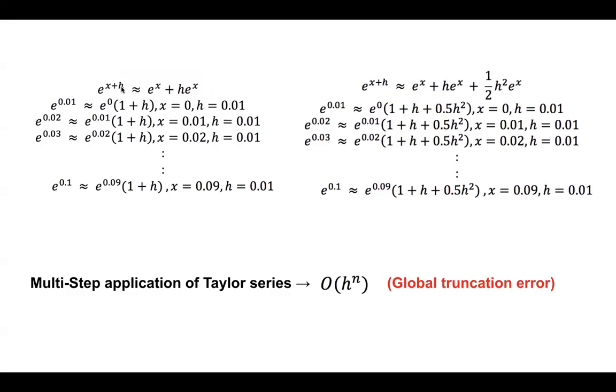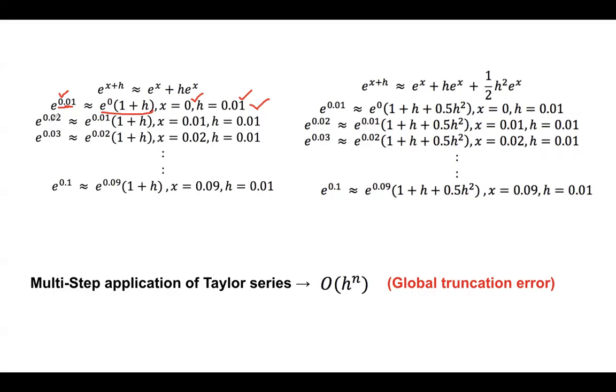What I do is, if I want to calculate exponential of 0.01, basically, if I have to calculate this, then I do this Taylor series expansion once. I take h to be equal to 0.01, x to be equal to 0, then I do e raised to 0, 1 plus h. This is one-time application of Taylor series expansion. I'll get this value.